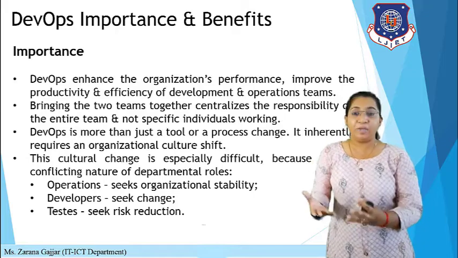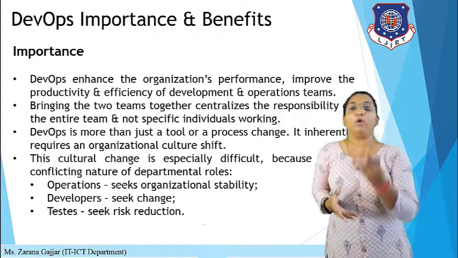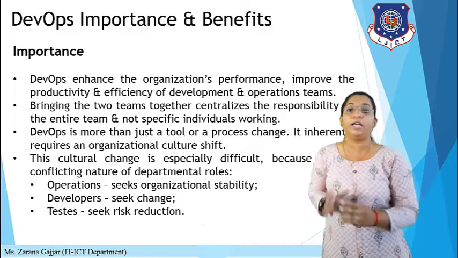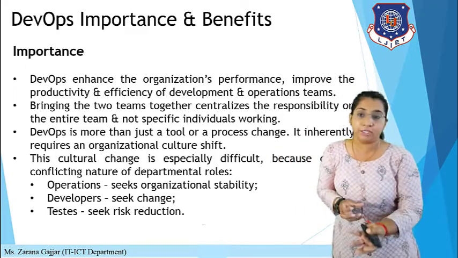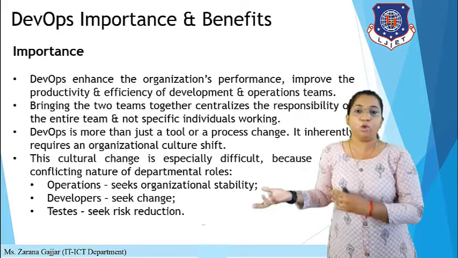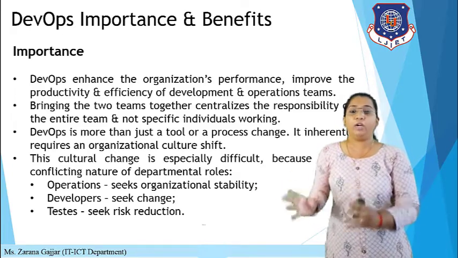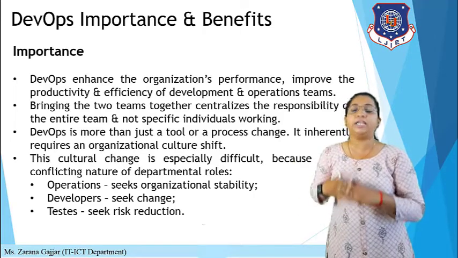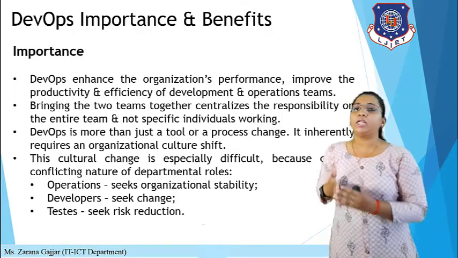Here the operation team is different, the developer team is different, the testing team is different. If you want to adopt DevOps, then it is very difficult because of the conflicting nature of departmental roles: operations seeks organizational stability, developers seek changes, and testers seek the risk factors. They are interconnected with each other, and if you adopt any new technology or new process in your organization, it is difficult to perform perfectly. So this is the importance of DevOps.